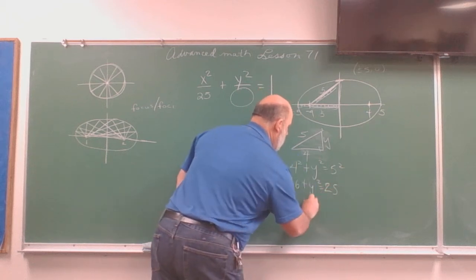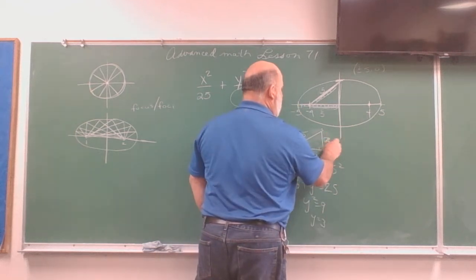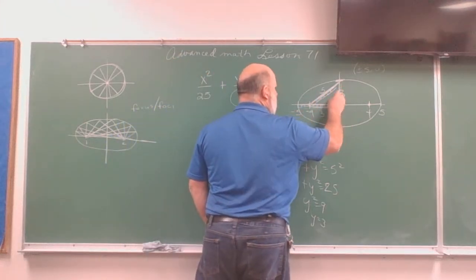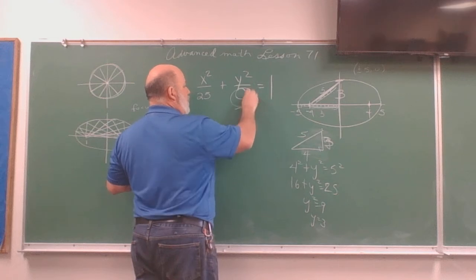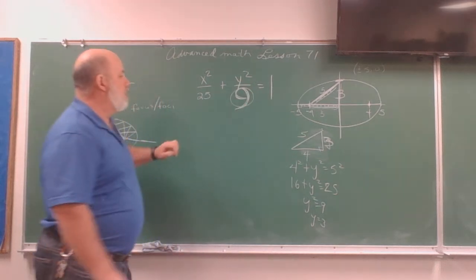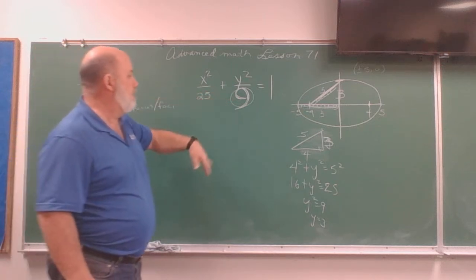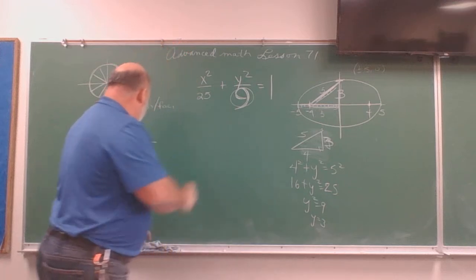Get my math right here. Y squared equals 9, y equals 3. Yeah, this is 3. How tall is your ellipse? It's 3. What number goes under here? It's 3 squared. So we have the number 9. So our equation is x squared over 25, which we knew from the original problem, plus y squared over 9 equals 1.